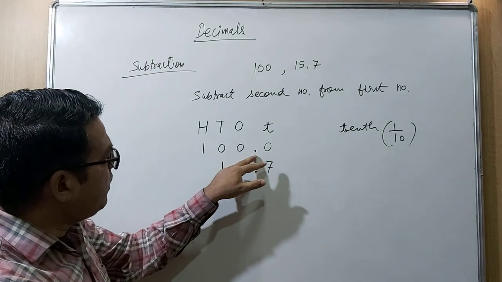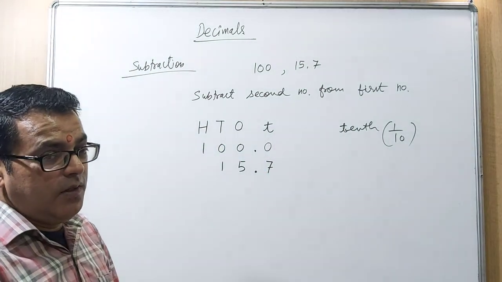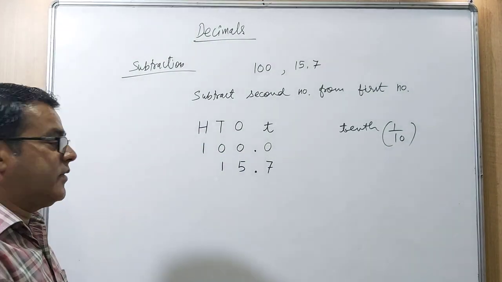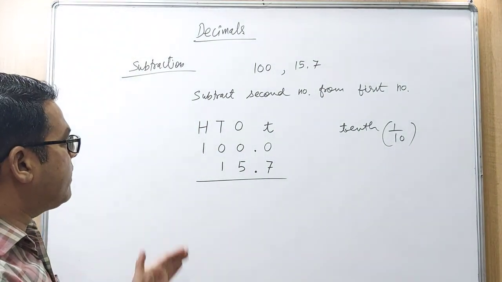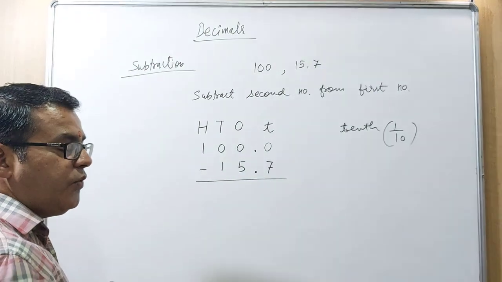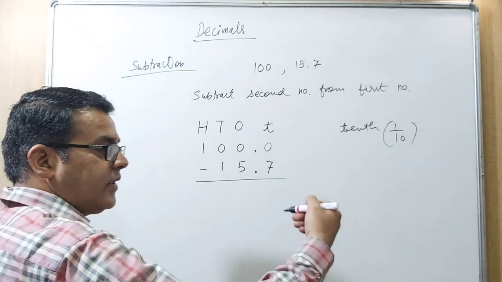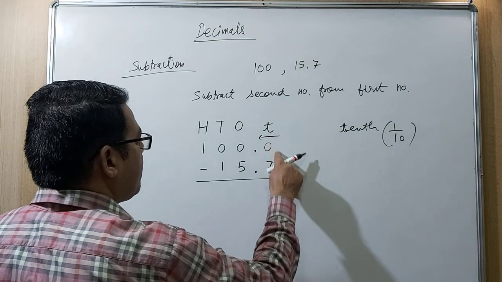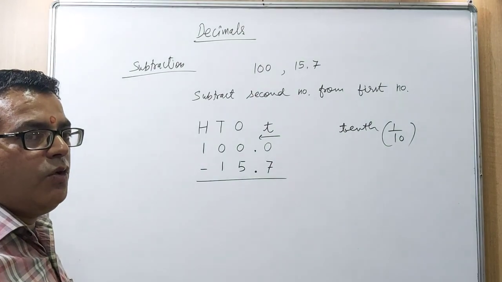After the decimal point only one digit is there, and in the second number also after the decimal point only one digit is there. So these two are like decimals. Now we can subtract, right? We are going to subtract now. How do we subtract? The basic rule is we have to start subtracting from right to left. First we subtract this, then this one, then this one, then this one. This is a very common rule, you all know this rule.